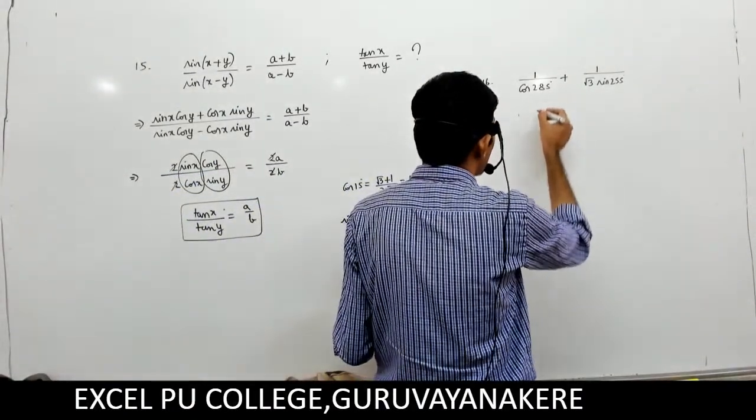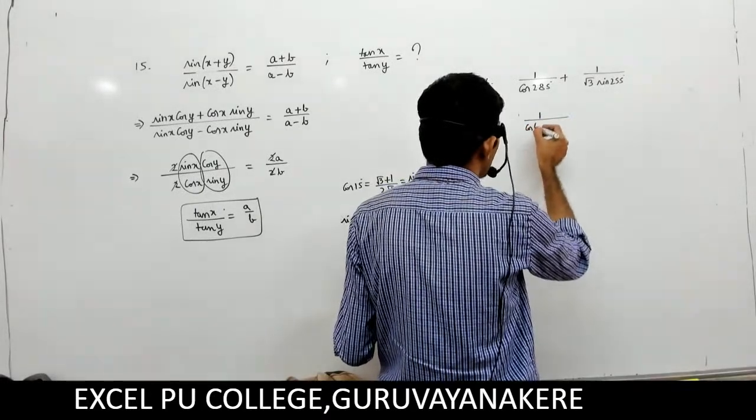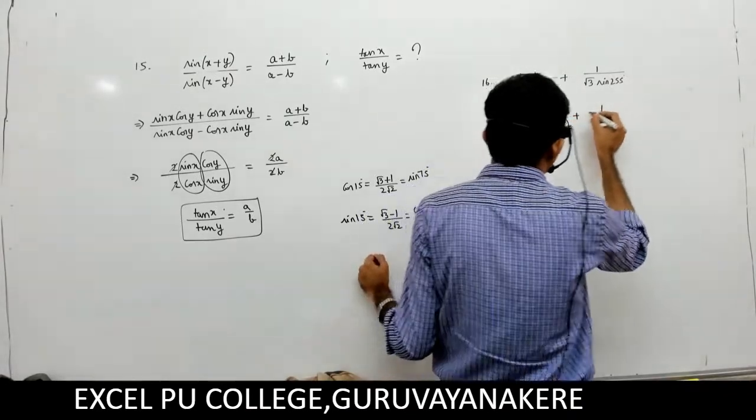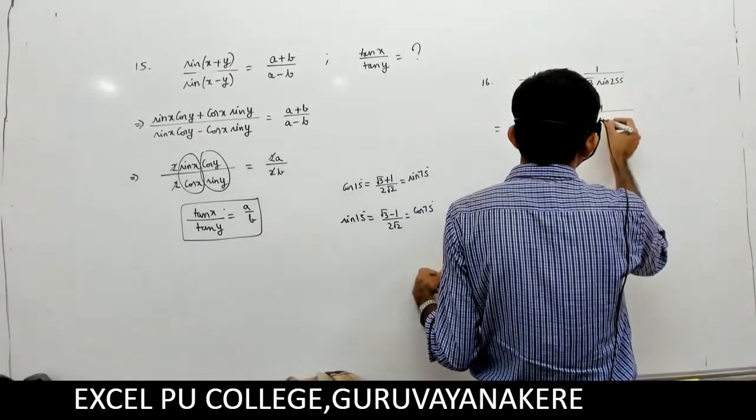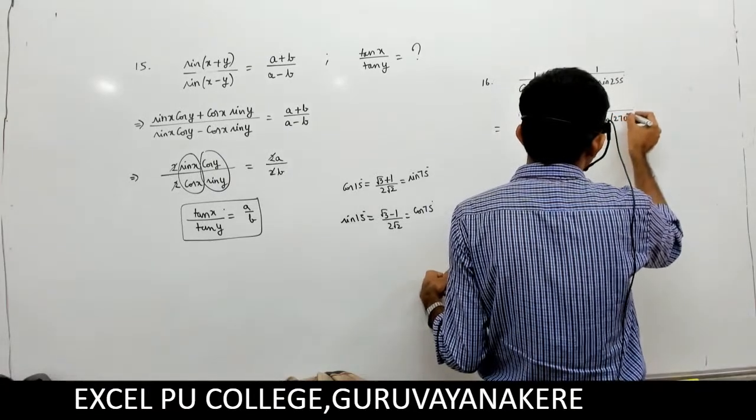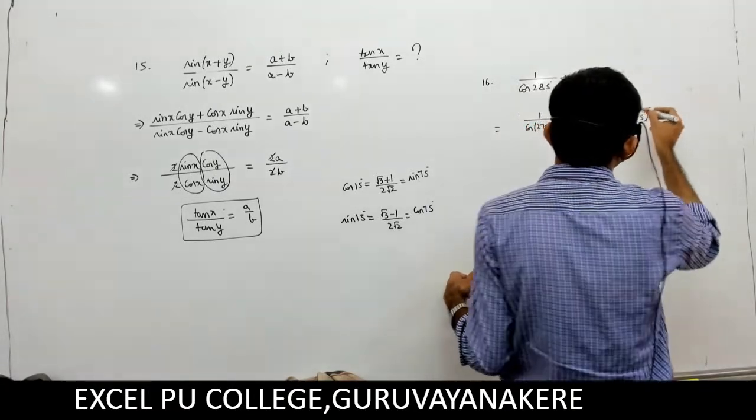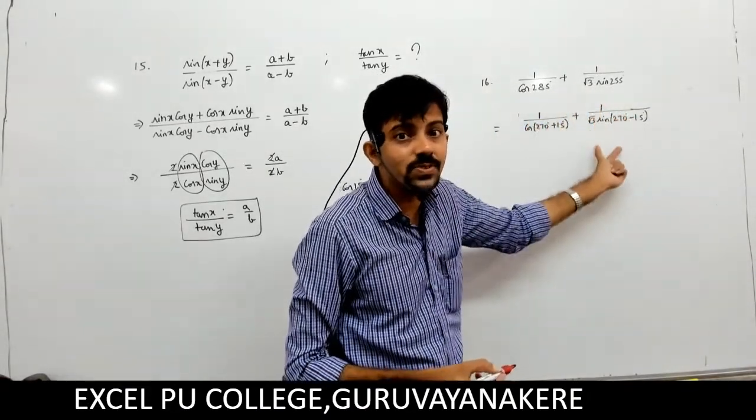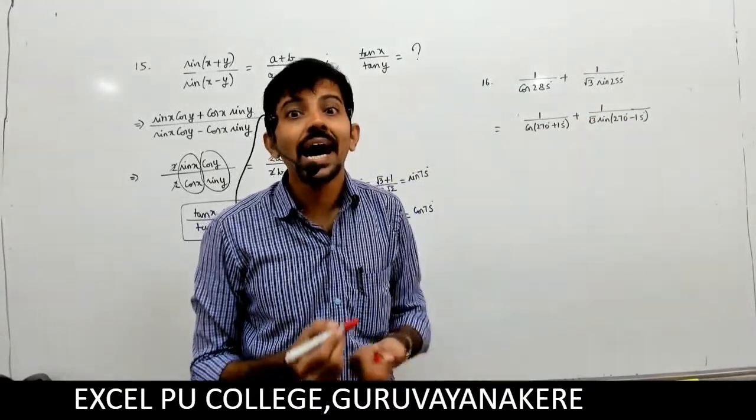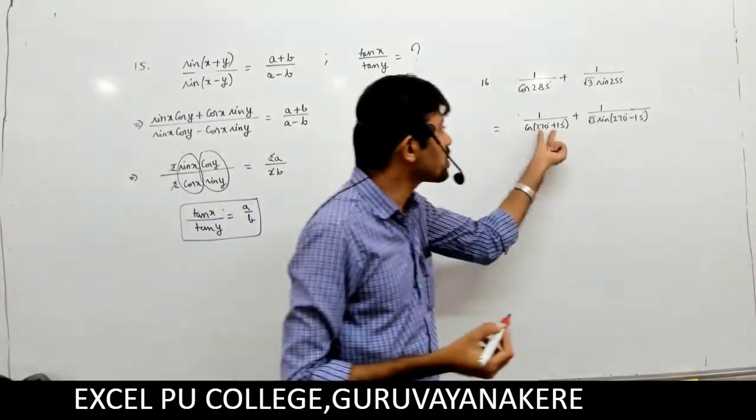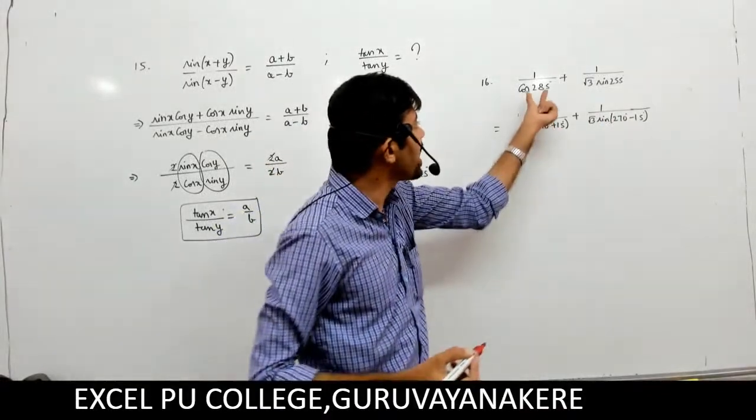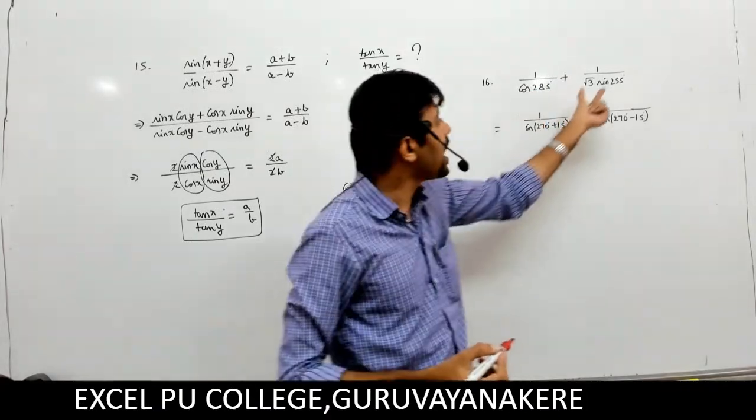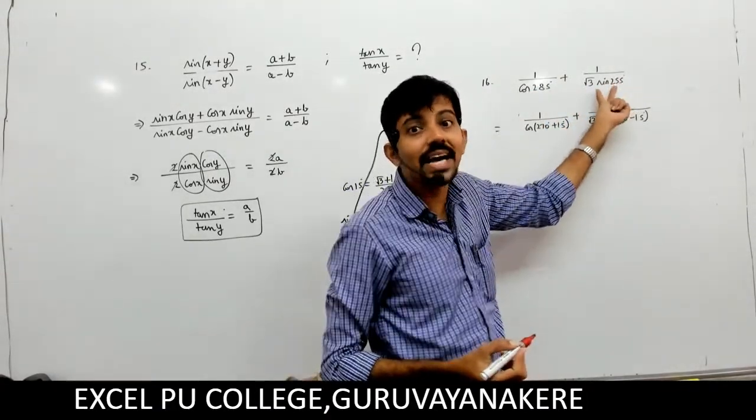This is equal to 1 by cos 285, which is cos of 270 plus 15, plus 1 by root 3 into sin of 255, which we can write as 270 minus 15. Expressing in terms of 15, one is 270 plus 15, another is 270 minus 15. Now we need to apply the concept of allied angles. 285 degree lies in the 4th quadrant, where cos is positive. And this lies in the 3rd quadrant, where sin is negative.